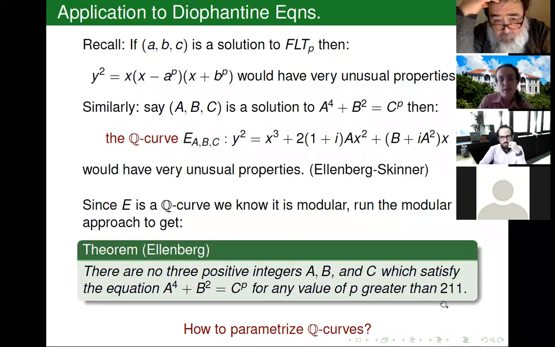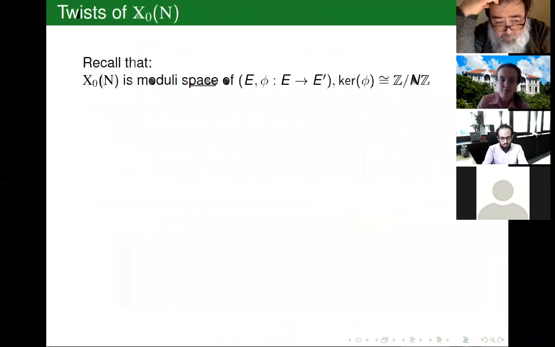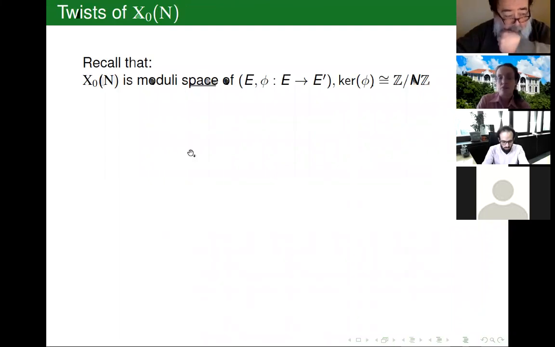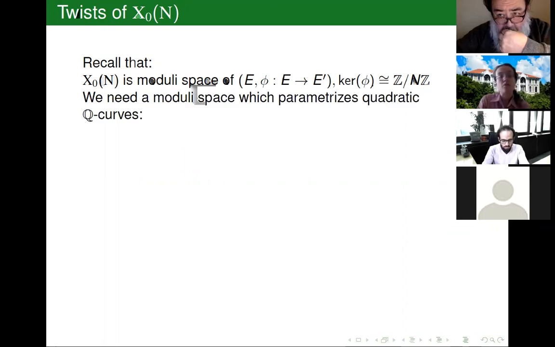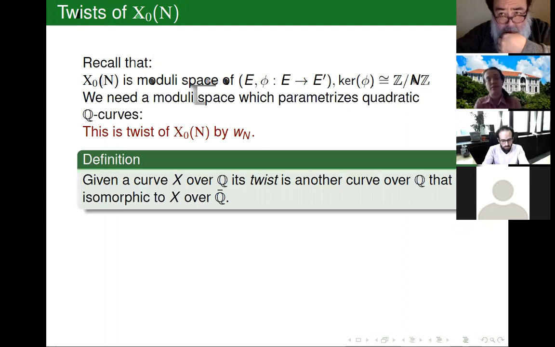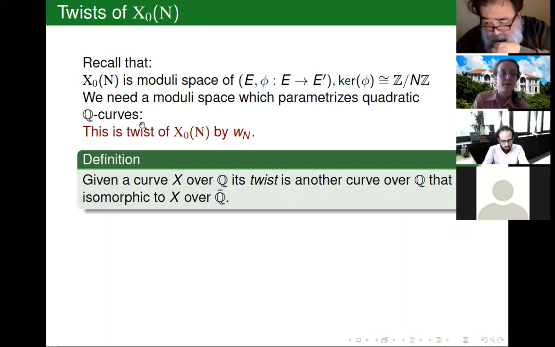But to do that, we need, again, to understand the structure of Q-curves. We need to parameterize Q-curves. Okay, how can we do that? Well, let's recall that the classical modular curve is a moduli space of elliptic curves with associated cyclic subgroups of size n. And the moduli space that parameterizes quadratic Q-curves is a close relative of this classical modular curve. It's a twist of this classical modular curve. So I'm going to explain this red sentence, it's a twist by W_n, in a second.